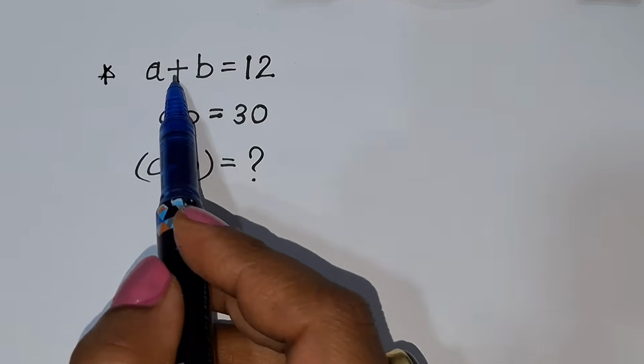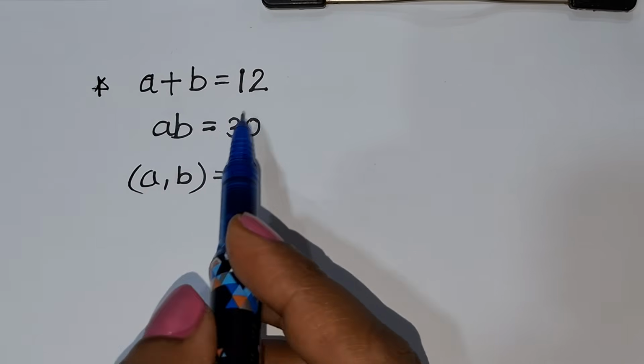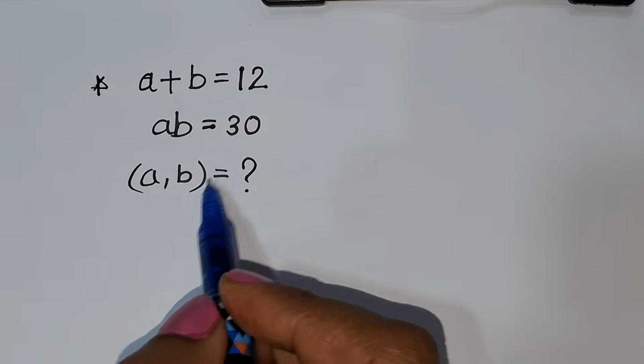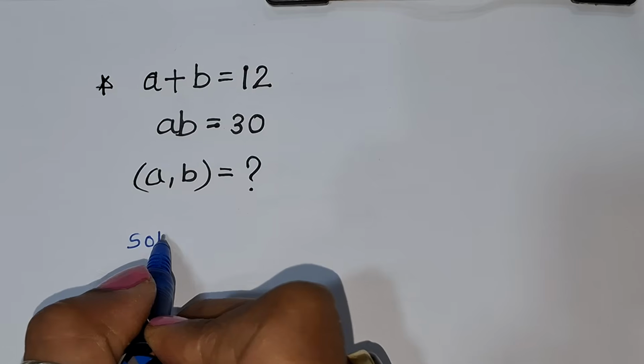Question: given a plus b is equal to 12 and ab is equal to 30. Here we have to find out the value of a and b in this equation. Let's see the solution, how we can find out the value of a and b.